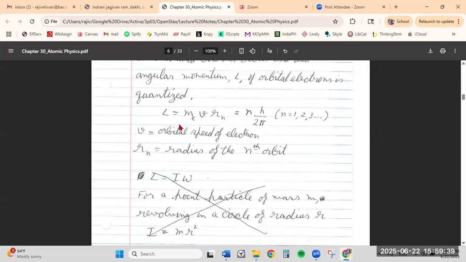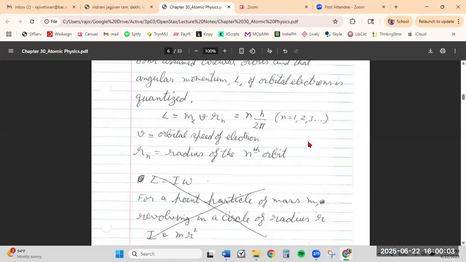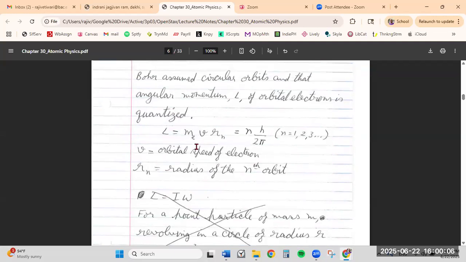And for a point particle with a mass m_e, which is the mass of the electron, moving with the velocity v in a circular orbit of radius r_n, the angular momentum is m v, the linear momentum, times the radius of the orbit. So Bohr said that this angular momentum is quantized, meaning it can only have certain discrete values, and those values are given by this expression, n h over 2 pi, where n is a positive integer.